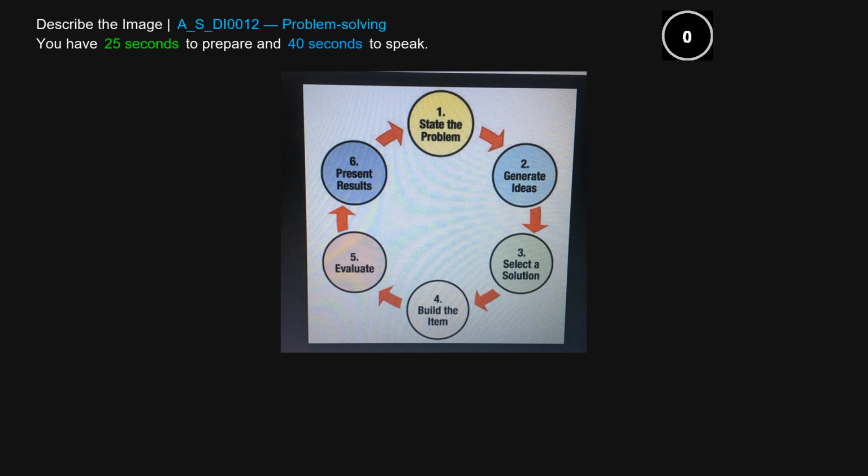The flowchart gives brief information about problem solving. There are various steps such as state the problem, generate ideas, select a solution, build the items, evaluate and present results. The first step is state the problem. Moreover, it converted to generate ideas. Further it developed select a solution. Then further it developed evaluate. Finally, the last step is present results. The highest position is state a problem, and the lowest position is evaluate. Overall, it is an informative picture.